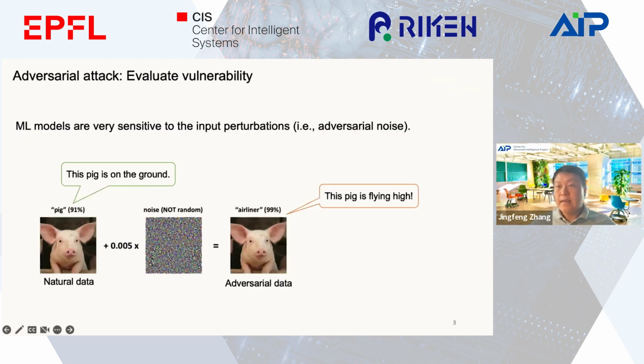Adversarial attack can evaluate the vulnerability of machine learning model. Why? It is because machine learning models are very sensitive to the input perturbations. For example, with only small noise, the image of pig will be wrongly recognized as an airline.